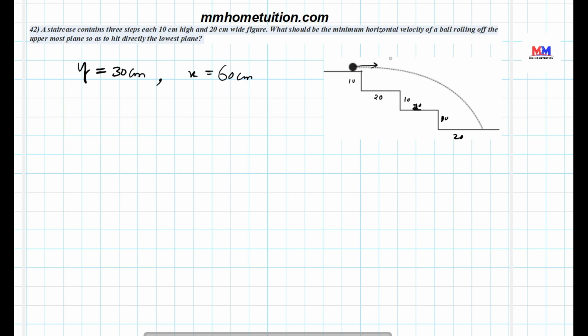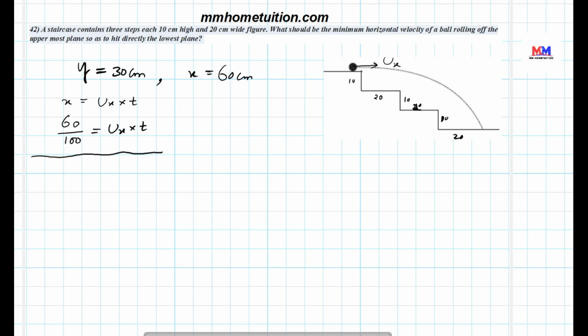So x equals ux into t. X equals 60 centimeter, 60 by 100. So ux is unknown, time is also unknown. So we have to find the value of time, then we will put it in this equation to get the ux value.